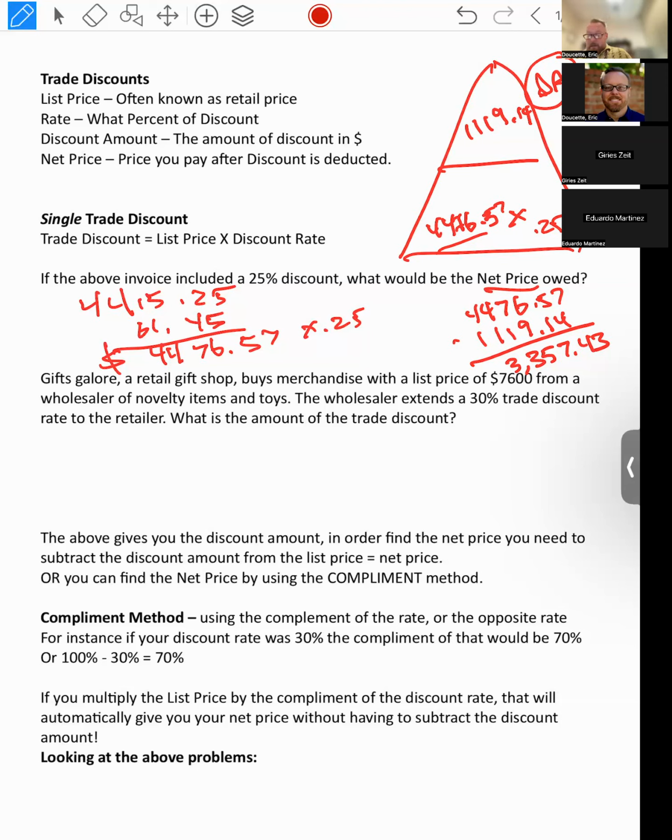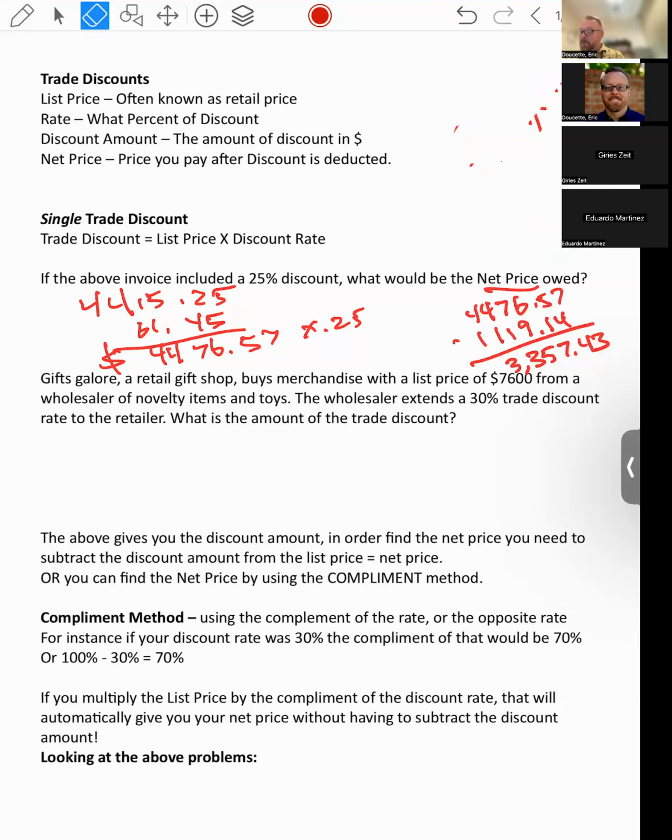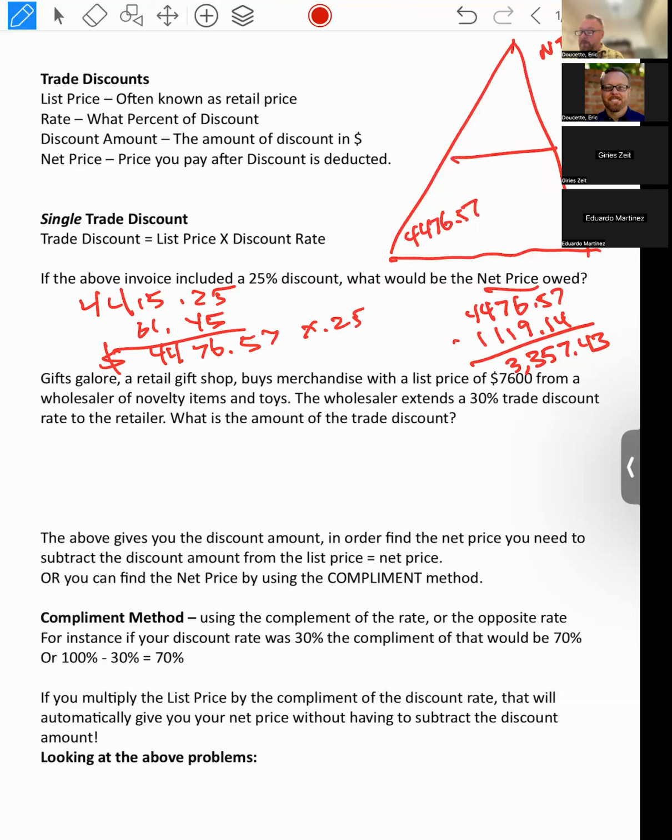So another way to look at this, just to help you out, and I'm probably jumping ahead, and I shouldn't, but I will, is the other thing that you can do here is you could also use what's called the net price formula. So rather than the discount amount or portion formula, we're going to find net price. So again, we would take the $4,476.57. It's the same formula, but instead this time we're going to do 1 minus the rate. So if the rate was 25%, we're going to do 0.75.